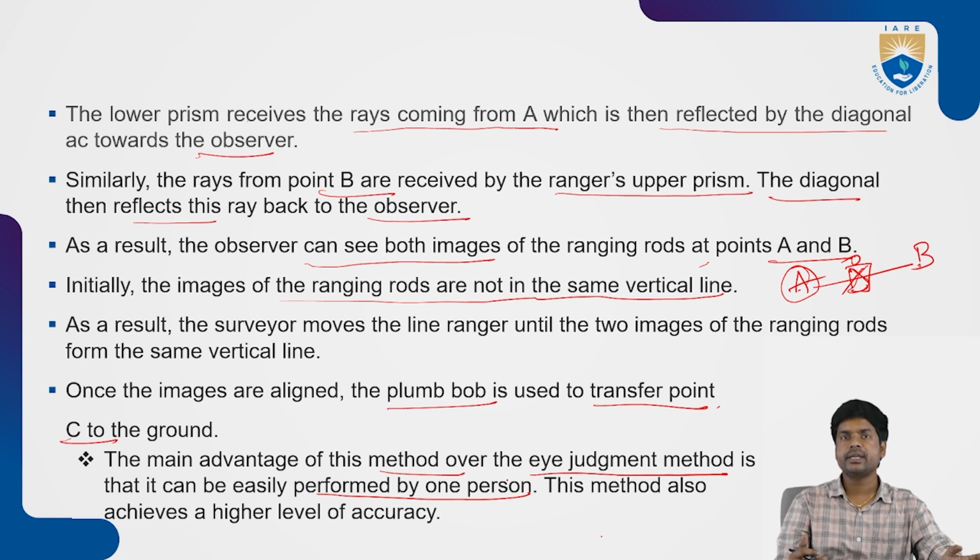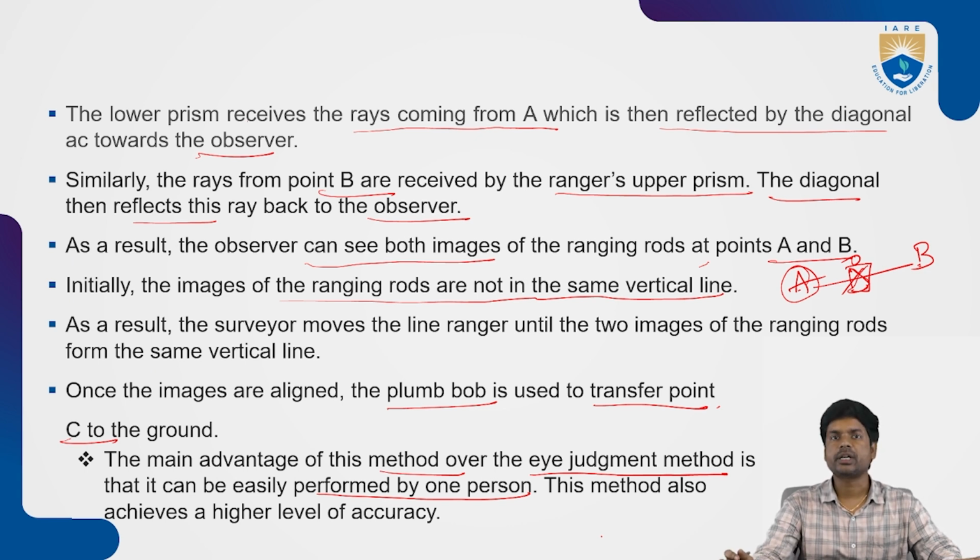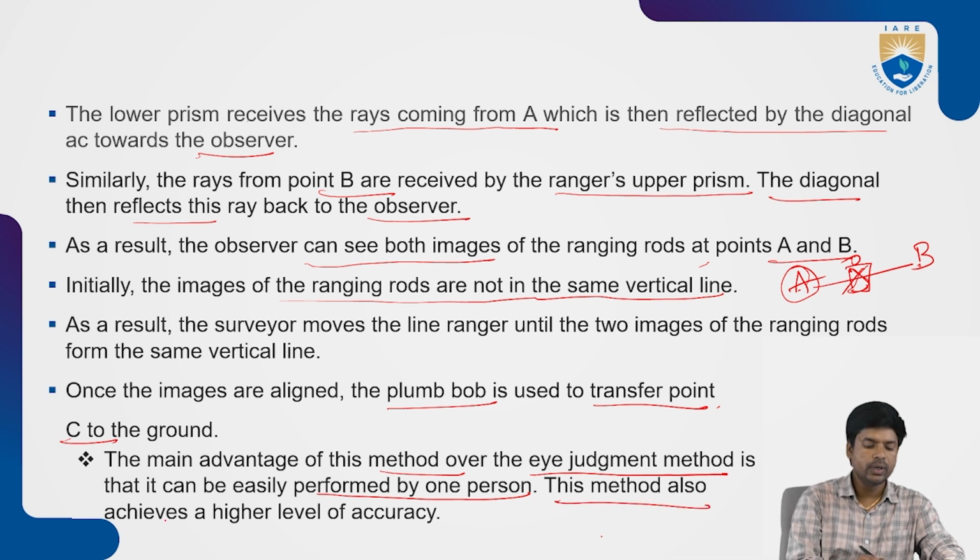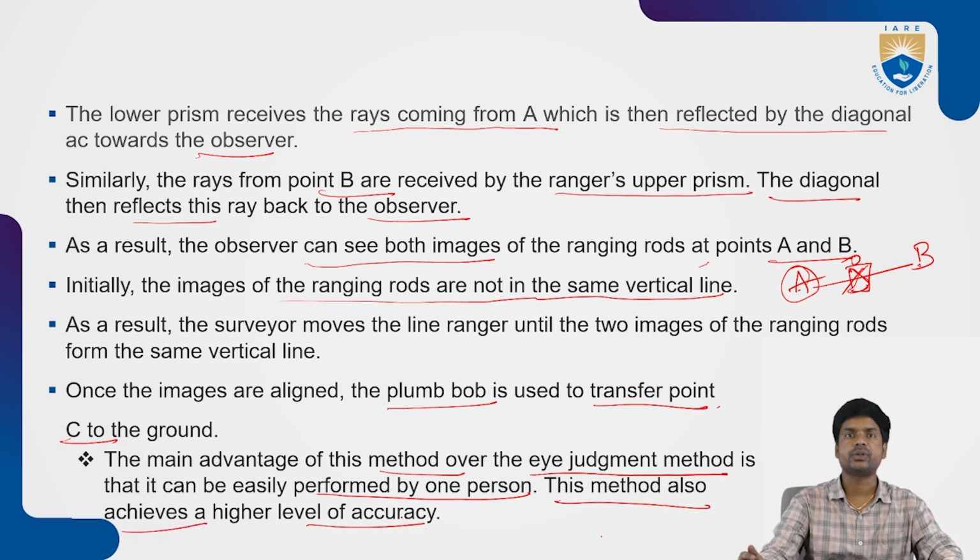In ranging by eye, we need around 2 to 3 persons. But here, this ranging is completed using only one person. This method also achieves a higher level of accuracy. Compared to ranging by eye, ranging by this instrument is going to give more accurate values.